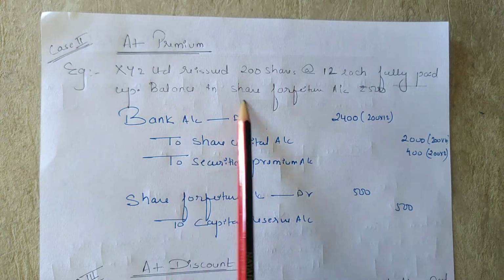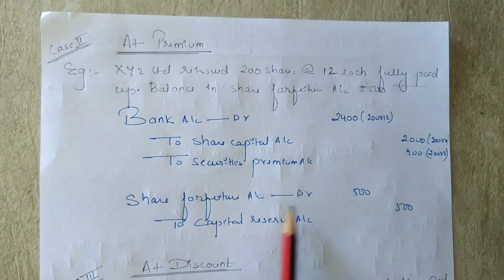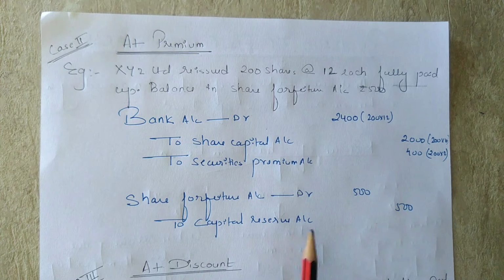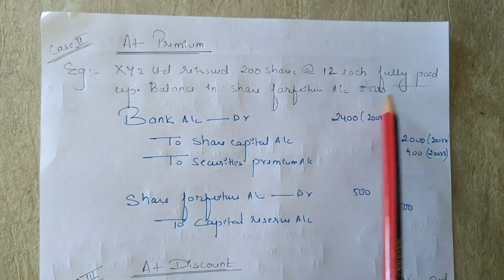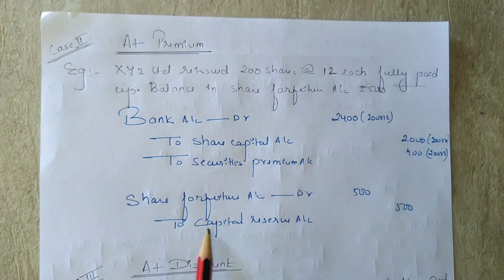Next is balance in share forfeiture account is 500. So the entry will be share forfeiture account debit to capital reserve account, as it is considered as capital gain and capital gain is always transferred to capital reserve account.